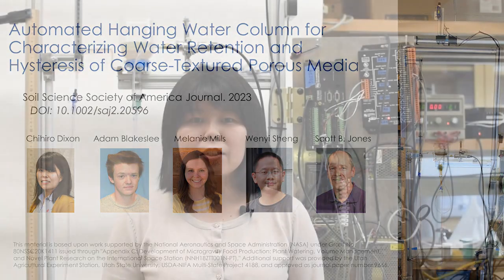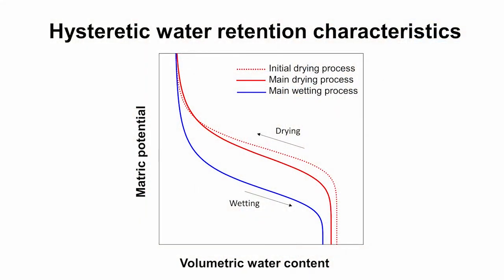Water retention characteristics are one of the important hydraulic properties which describe the relationships between the volumetric water content and the matric potential of porous media. Water retention is hysteretic, which means that the water retention during the drying process and wetting process follow different pathways.